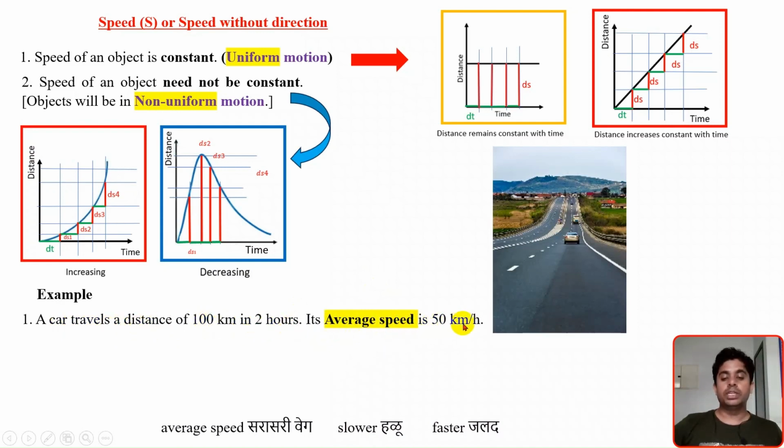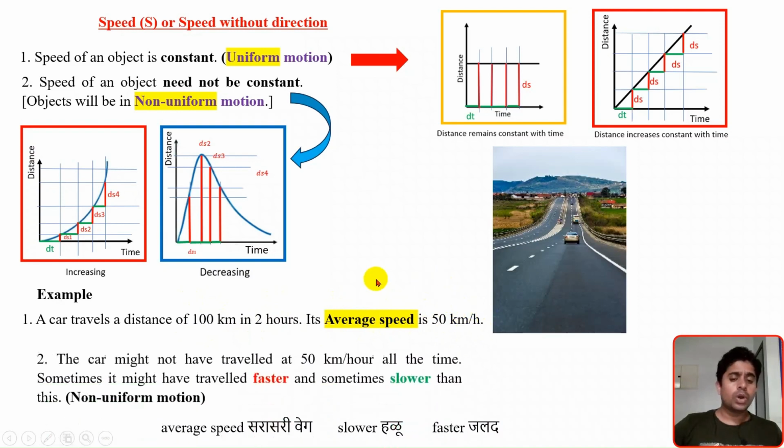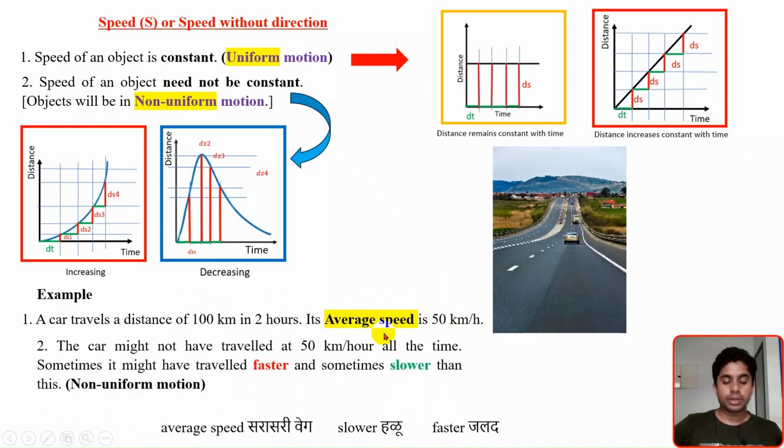Same example: the car travels a distance of 100 kilometers in 2 hours. Its average speed is 50 kilometers per hour. See, the car has traveled 100 kilometers in how much time? 2 hours. Now we have calculated the speed, but remember, here we have taken the average speed. How have we calculated it? Distance 100 kilometers divided by time 2 hours, 100 divided by 2 is 50 kilometers per hour. So why say average speed?